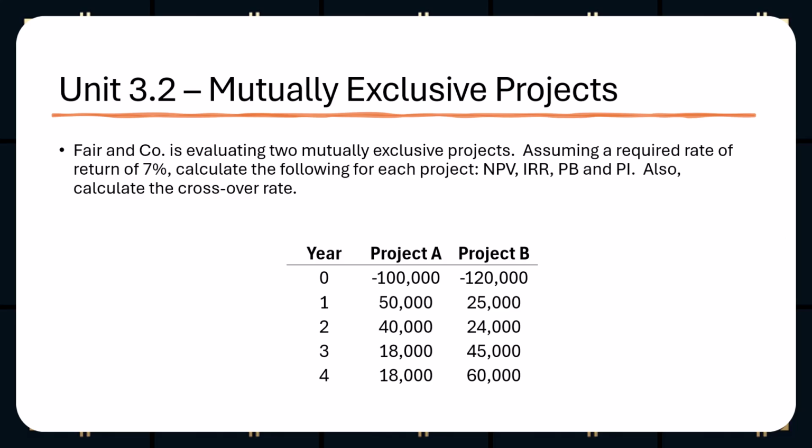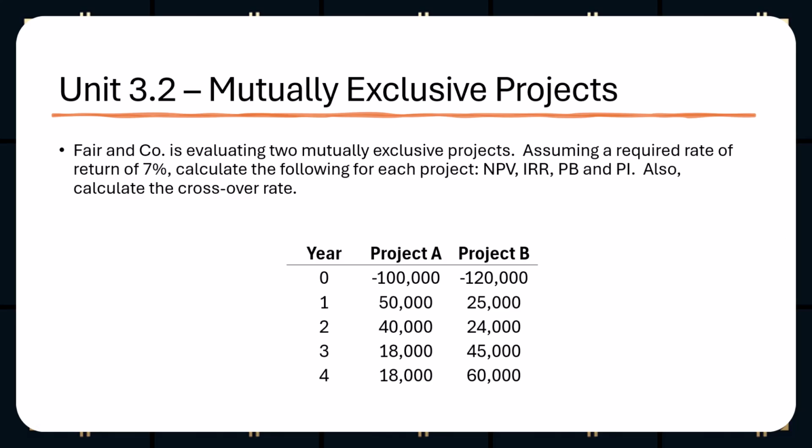Fair & Co. is evaluating two mutually exclusive projects. Assuming a required rate of return of 7%, calculate the following for each project: NPV, IRR, PB, and PI. Also calculate the crossover rate. We're going to do all of these calculations to help us decide whether or not we're going to accept or reject that particular project. We'll go ahead and start with project A.